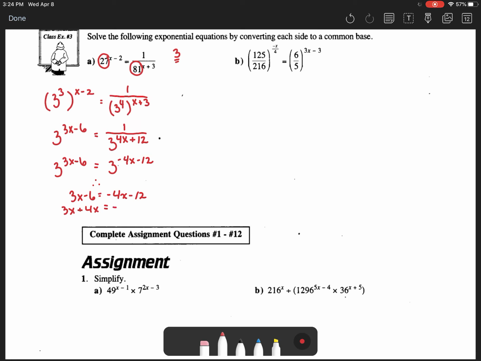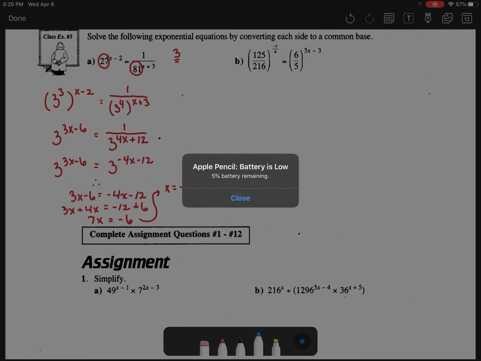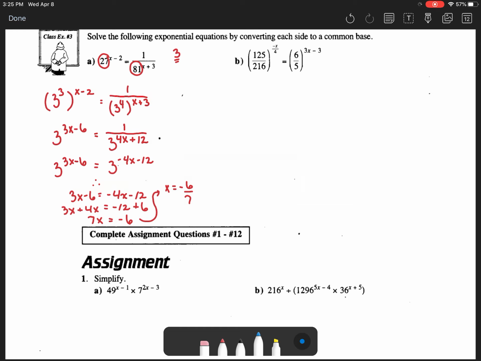Get the variables on one side, so 3x, this will now be plus 4x. And on the other side of the equation, minus 12 plus 6. So you will have 7x is equal to negative 6. And from there, divide both sides of the equation by 7. So x will be equal to negative 6 over 7. Good.